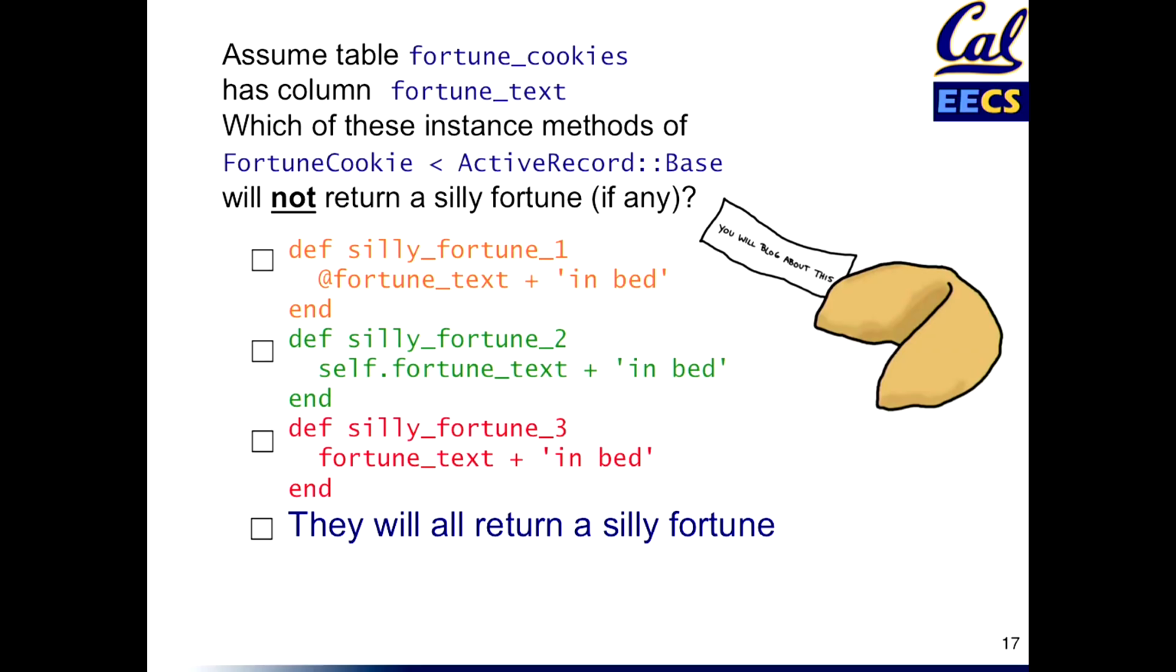So based on what you just heard, assume we have a table called fortune cookies. It's got the column fortune text. If FortuneCookie inherits from ActiveRecord, which of these instance methods will not return a silly fortune using the extremely mature trick of adding "embed" to the fortune text?